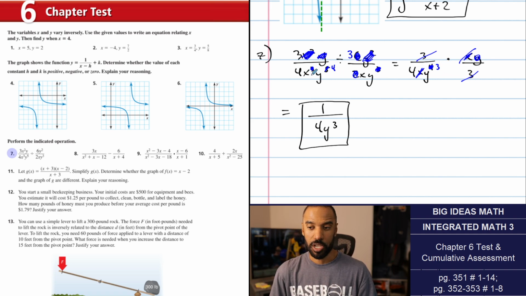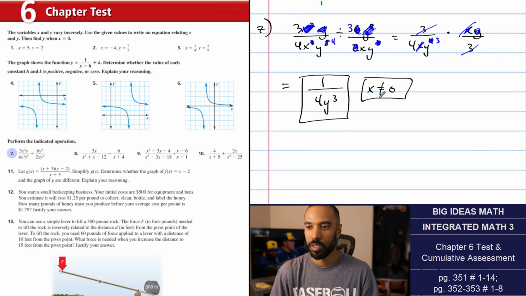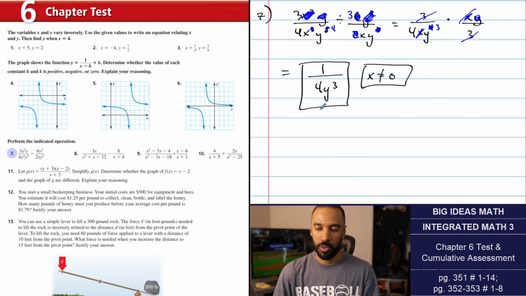As far as restrictions go, there were x's in the original, whether down here or right here at the time, that don't exist in the other thing. They couldn't equal 0 before, so we have to mention even still that they can't equal 0 now. Y can't equal 0, but it is implied from what we can still see in that equation.